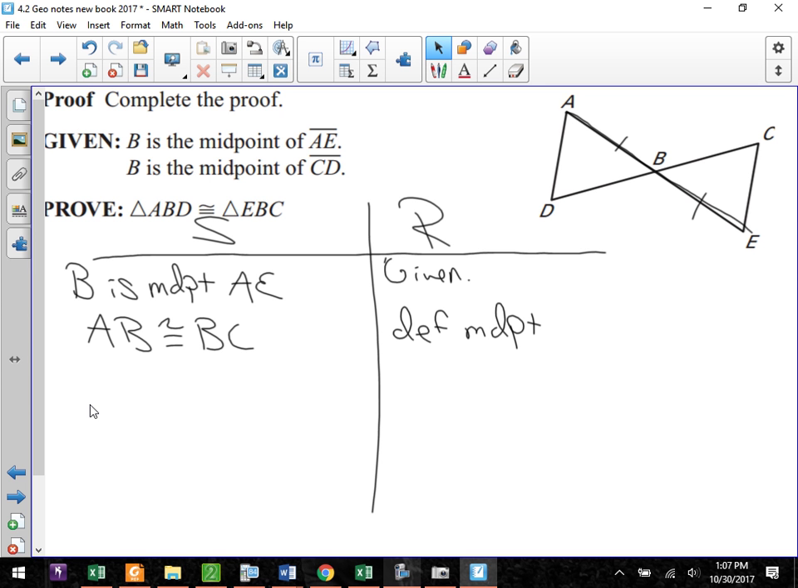Again, you are given something. That something happens to have a definition to it. That definition says, hey, knucklehead, segment's going to be congruent to segment somewhere. Find it. Okay. I found it. AB congruent to BE.